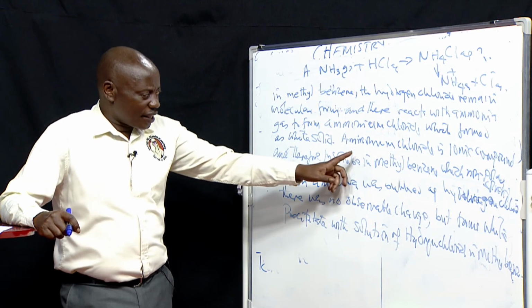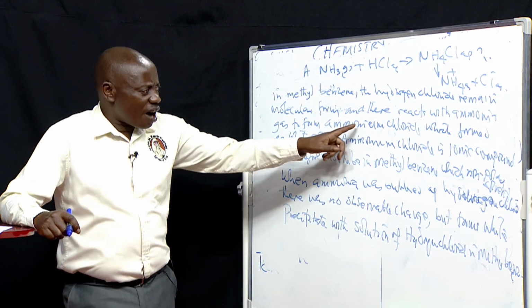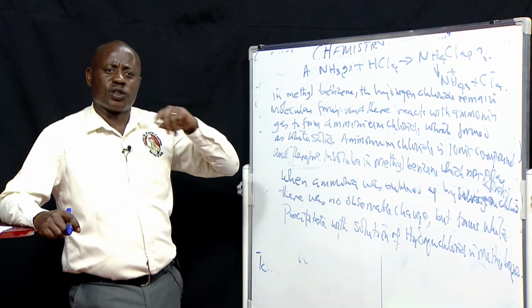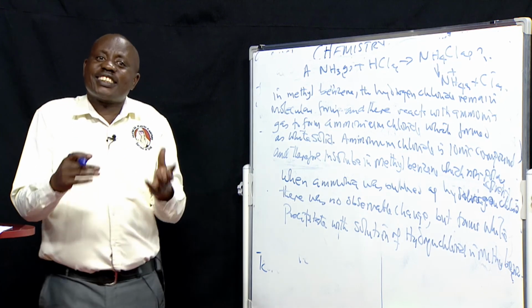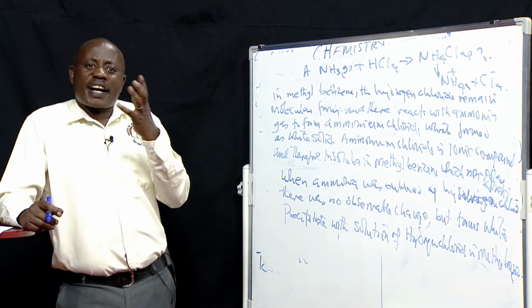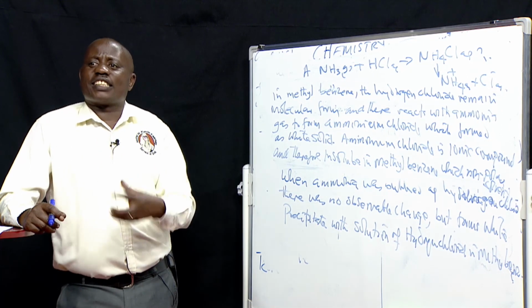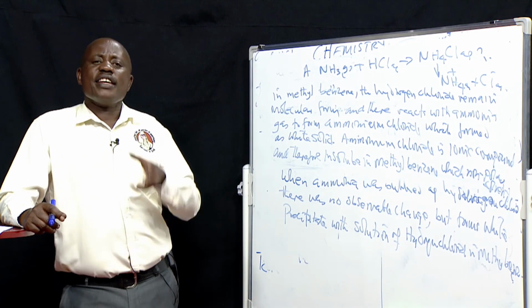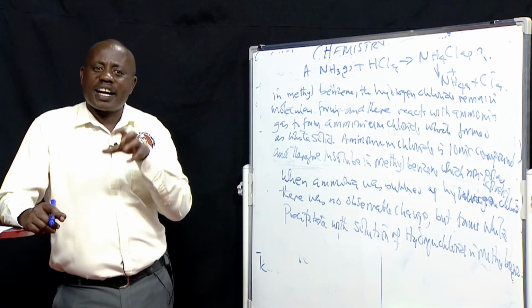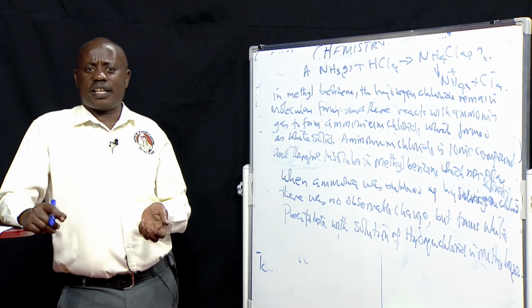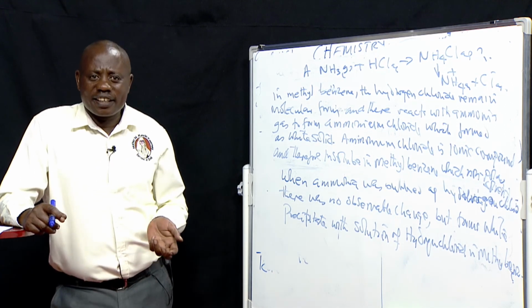And that's why when you have hydrogen chloride in methylbenzene, you are just keeping it there. Anytime you want it, you can get it as hydrogen chloride, not any other compound.